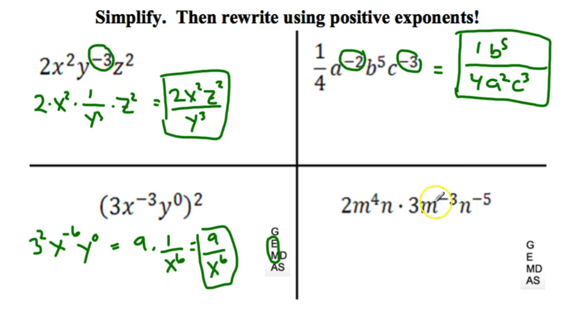All right, one more. All right, big one again. Looks like we got a multiply symbol. So when I multiply, what am I doing to the exponents? I'm adding if they have the same base, right?